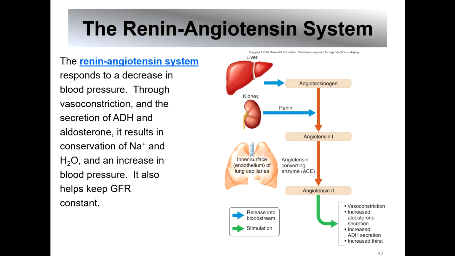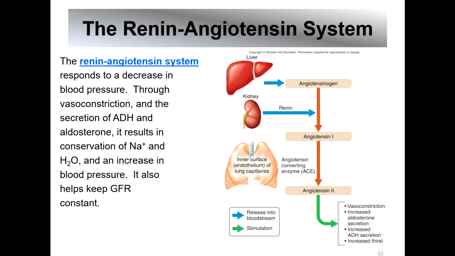Then angiotensin 2 has a variety of effects. It'll cause vasoconstriction. Constricting the blood vessels increases blood pressure. You're going to see increased aldosterone secretion. Remember, aldosterone causes us to retain sodium, basically reabsorb it from the urine, and reabsorbing sodium causes us to also reabsorb more water. And so that'll increase blood pressure by increasing blood volume.